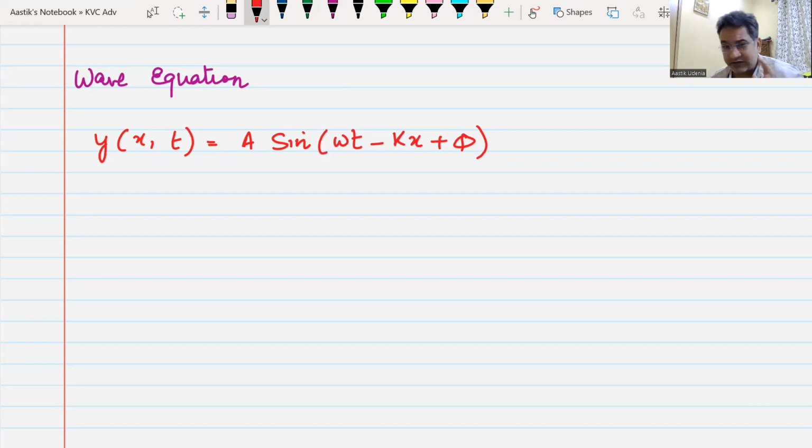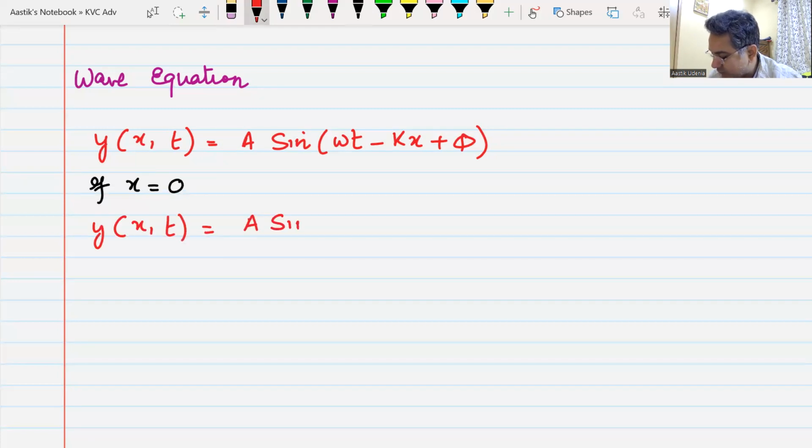Now, see how this equation comes into the picture. Let me not put t equal to 0. If I just put x equal to 0 in this equation, it starts to look like this: sine of omega t plus phi. Now, what does this equation represent? So that you will be able to understand what the entire thing represents.